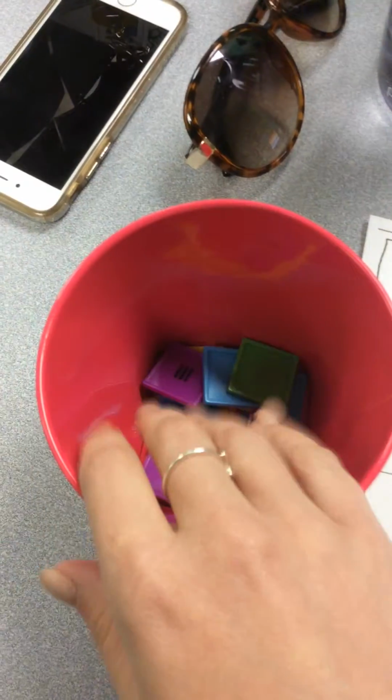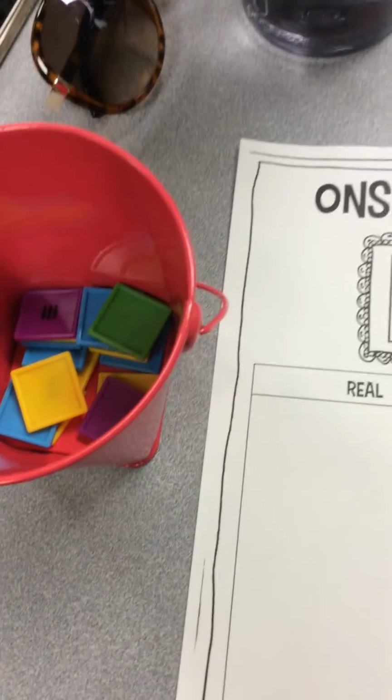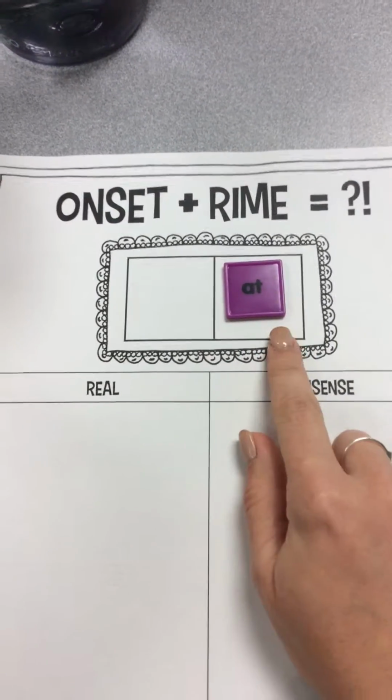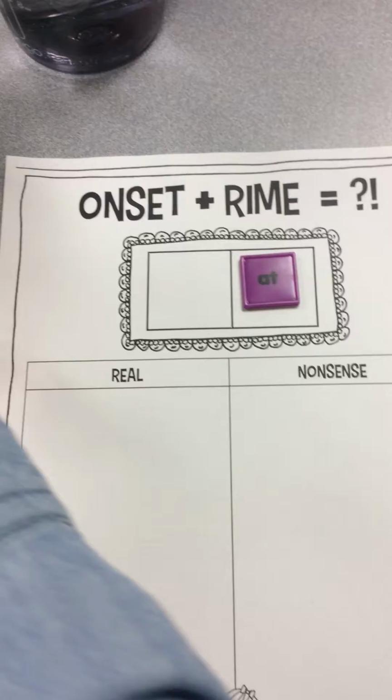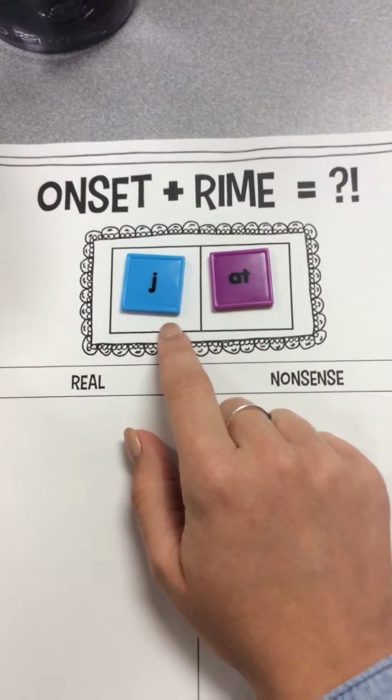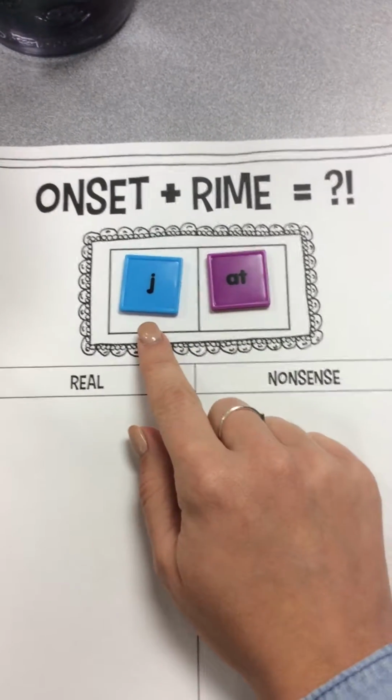In your bucket, you'll notice that some of your letter tiles have a few letters on them. That's your rhyme. Those types of endings are going to go in the second box. You're going to pull out tiles to make words. Add a beginning sound to the first box. Blend the letters to make a word.